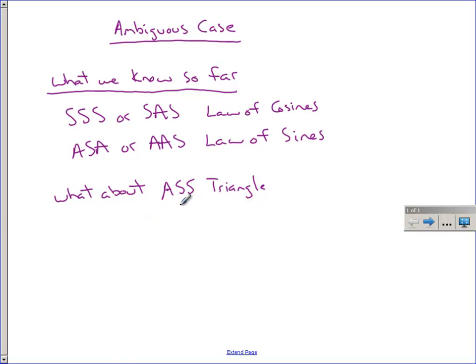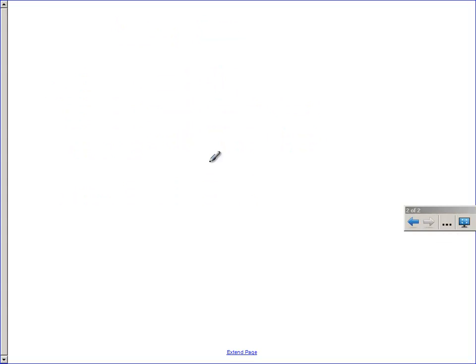So tomorrow in class, make sure you do all of these, because this is a special case, and this needs to ring a bell. Anytime you see an angle, side, side triangle, you're going to need to stop, say, hold on a second, this is going to be special, because there are some things that I need to do differently. Alright, so let's take a look at what can happen if you have an angle, side, side triangle.